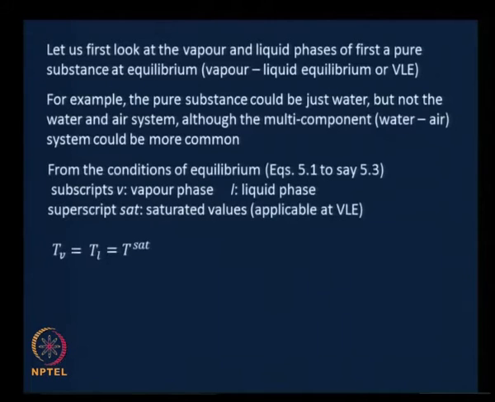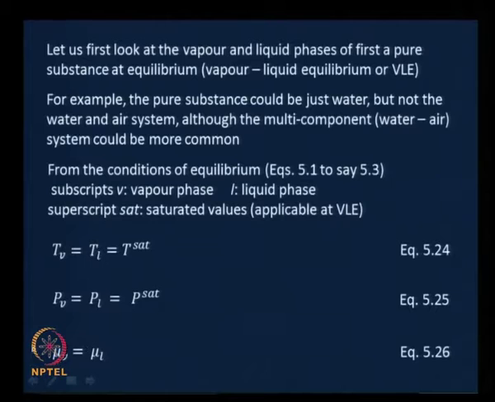Welcome back. In the last class, we had started looking at the specific equilibrium, which is the vapor liquid equilibrium. We are going to derive useful relationships at vapor liquid equilibrium conditions. We had already looked at a pure substance in vapor liquid equilibrium. We said that the conditions of equilibrium need to be valid, therefore, TV equals TL equals say T sat and PV equals PL equals say P sat. This we are going to take as a given, and mu V equals mu L is what we said.